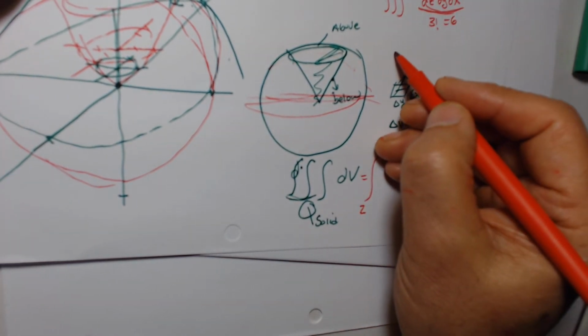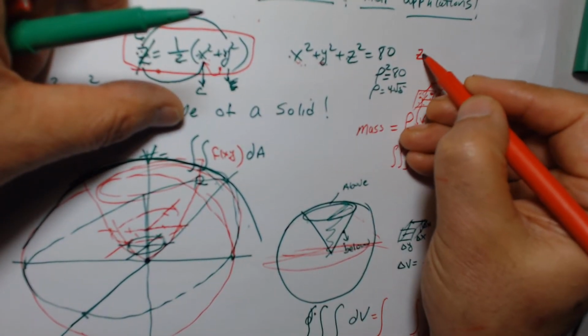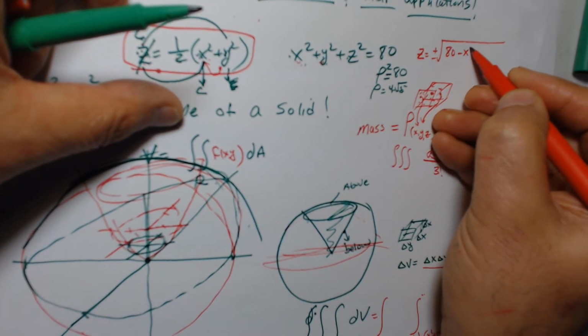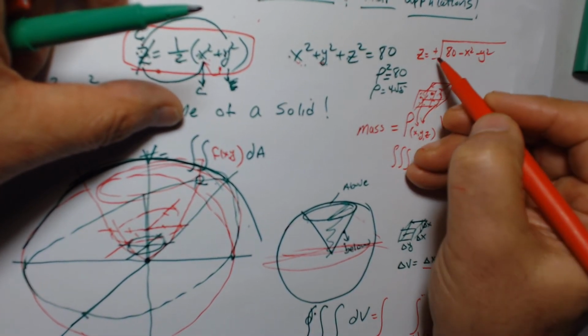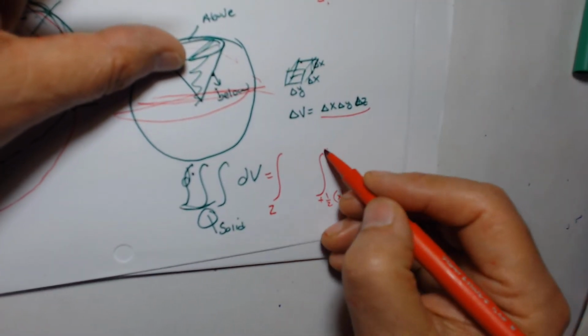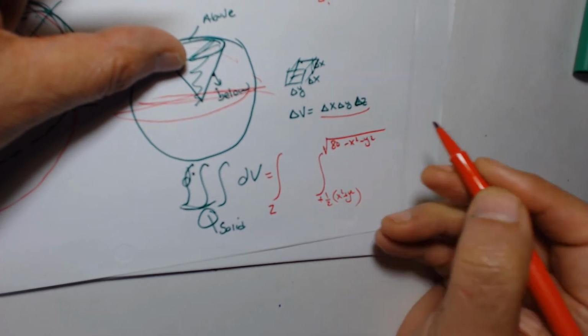Therefore, when I solve for z, I have to take this one and solve for z, and my z is plus or minus the square root of 80 minus x squared minus y squared. But I don't need the negative because I'm talking about the above portion. Therefore, this would become the square root of 80 minus x squared minus y squared.